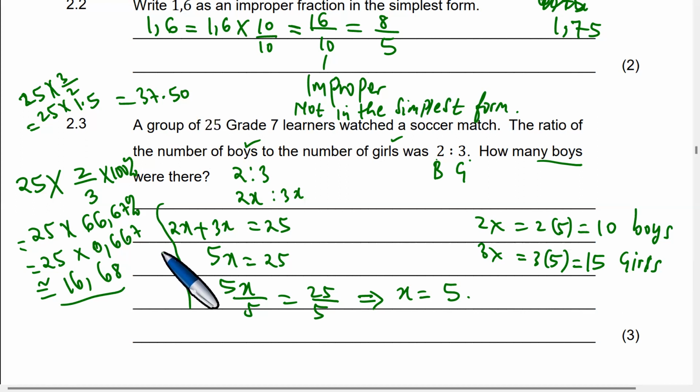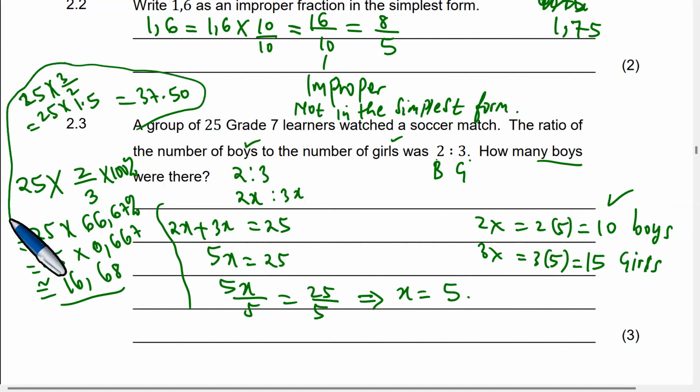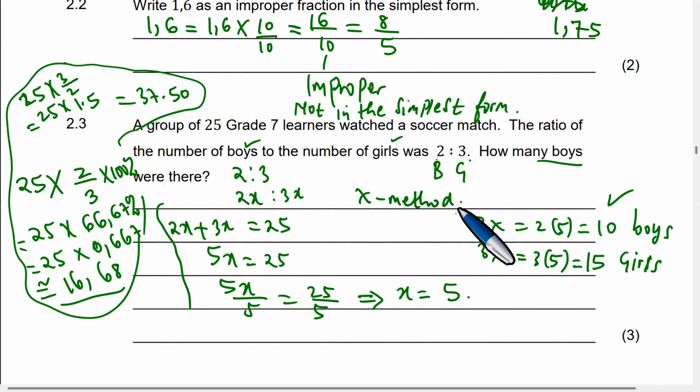Okay, so what is the best way to do the question? So this is actually the best way to do the question. But you can explore other ways to do the question. But surely that is certainly the best way, to use the X method. Okay, so we continue.